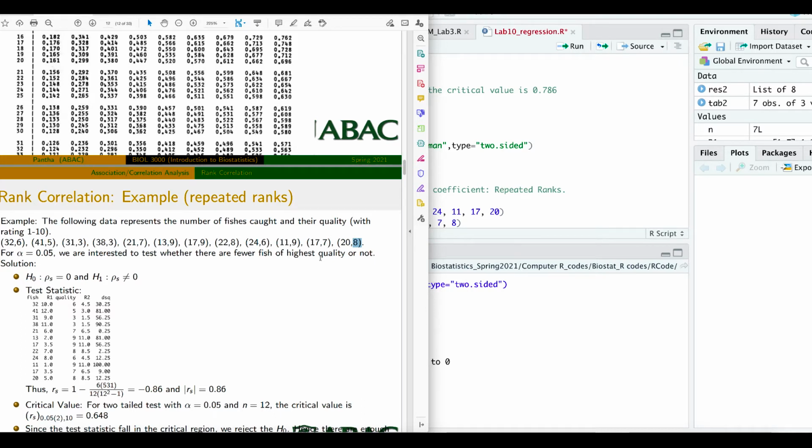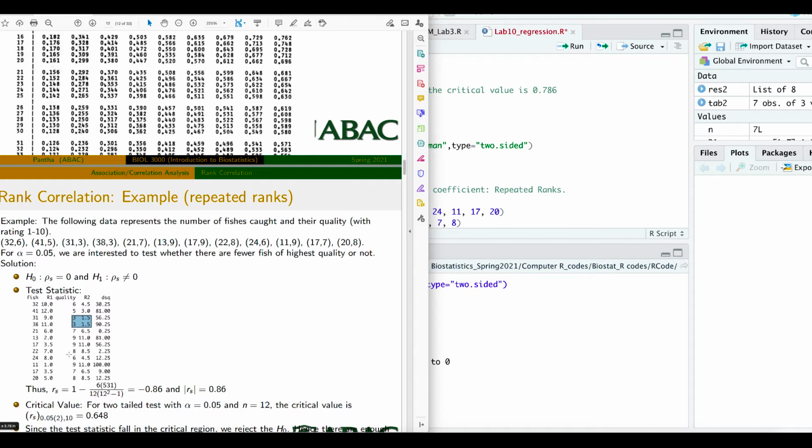So in that case, you find out how many ranks are repeated, and you put the average of those ranks, right? For example, look at this. Fishes, you just put those 32, 41, 31 like that, and quality it's 6, 5, 3, 3. I'm just writing based on what is listed here. Now, you see that 3 and 3 are repeated here, and this 6 is repeated with another 6 here. Similarly, in the number of fishes, you see that 17 is repeated. So you see that there are repeats.